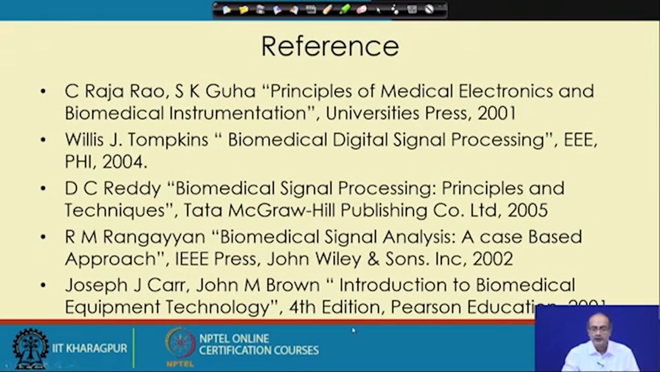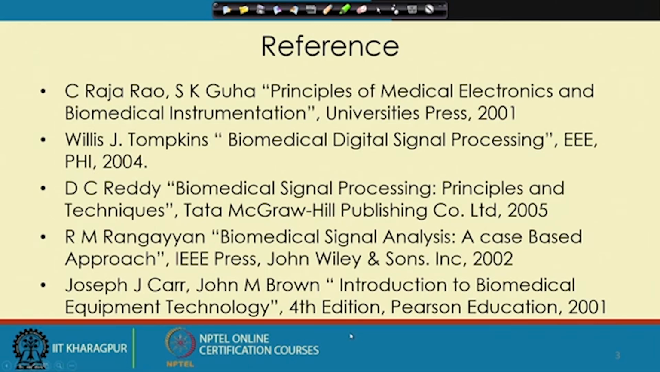Next, I would like to first introduce you to several books which would be very useful for this course. First, I would like to talk about the book Principles of Medical Electronics and Biomedical Instrumentation. This is a very thin book, and it provides a very good motivation for taking up biomedical engineering or biomedical signal processing as a course in your curriculum. It provides a lot of applications and very nicely builds up the motivation to learn this subject.